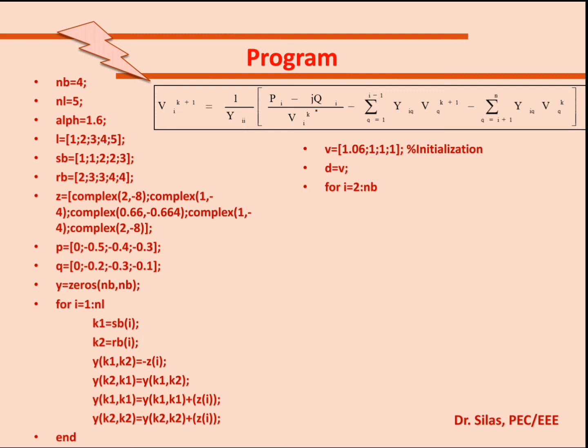Now I have to determine the voltages of all the buses except the slack bus, because the slack bus voltage remains the same, so there is no need to determine the voltage for it. So here I am writing the loop as for I is equal to 2 to NB. From the second bus I am going to determine the voltage. First I am finding the value of A of I. When you look into the voltage equation, there are 3 parts. The first part is Pi minus JQi divided by Vi conjugate. So that value I am finding as A of I.